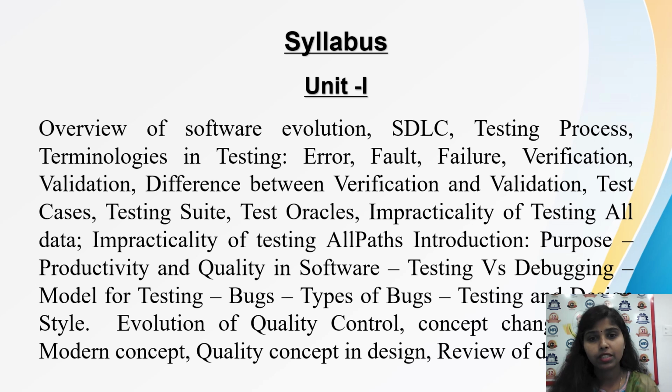We have 5 units. In the very first unit, we'll understand how software evolved and how testing came into the picture. The very first concept of testing came in 1957, and at that time it was very basic: a code was written, and that code was only checked for errors, defects, or bugs. If there are no bugs and execution is done correctly, the software is considered tested and verified.